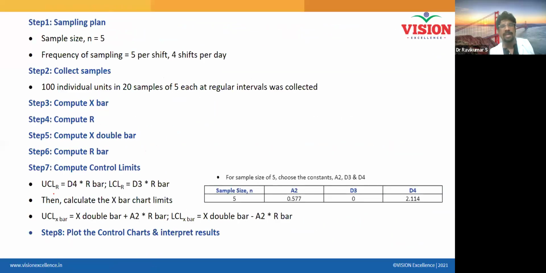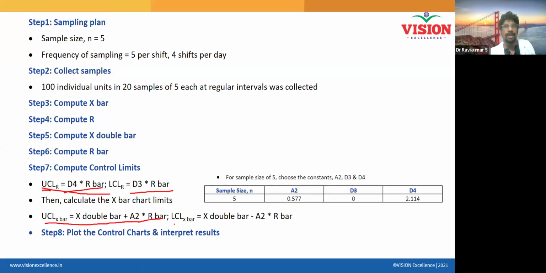There is a formula. We have already seen it, right? The chart is called the X bar chart and R chart, not X double bar chart. For the R chart, the upper control limit is D4 into R bar and the lower control limit is D3 into R bar. Then for the X bar chart, the upper control limit formula is X double bar plus A2 into R bar.